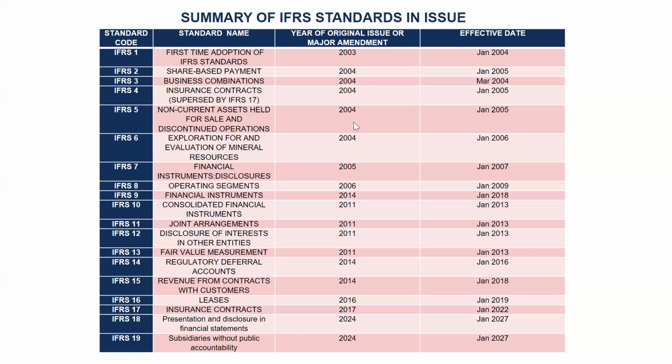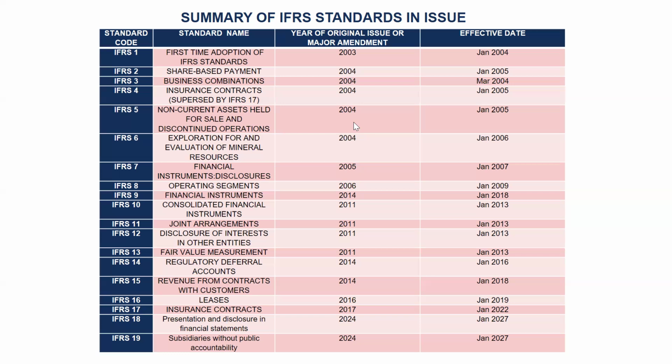IFRS 13 is a very important standard when it comes to fair value measurement. The standard deals with fair value measurement, and this is the single guidance for how to go about measuring the fair value of any assets or liabilities as guided by specific standards. For example, IFRS 9, we said, requires that financial instruments be measured at fair value through profit or loss, or fair value through other comprehensive income. That measurement of fair value needs to be under the guidance of IFRS 13.